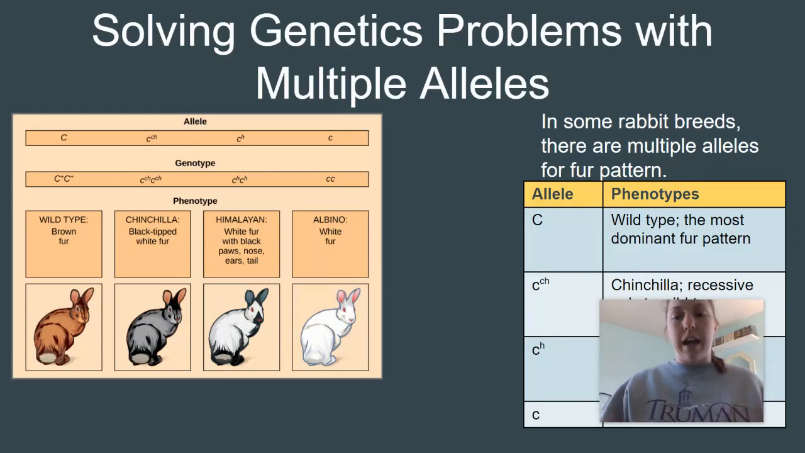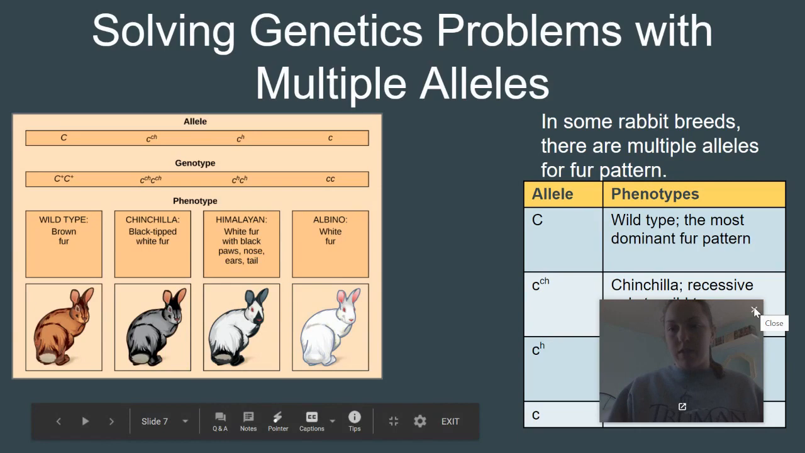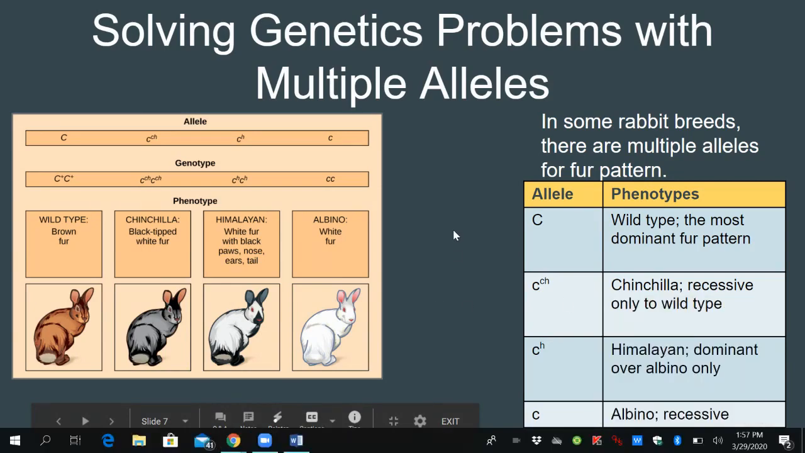So when we start looking at how to solve these problems, the first thing we usually need to do is create what I would call a dominance spectrum, because some alleles are still more dominant than other alleles. The most dominant allele is still typically represented with a capital letter.